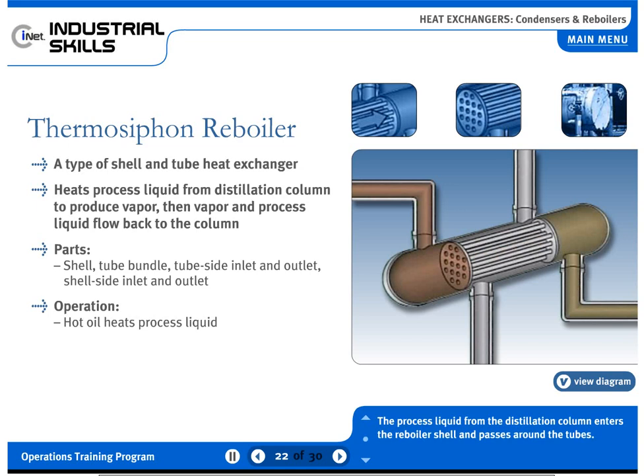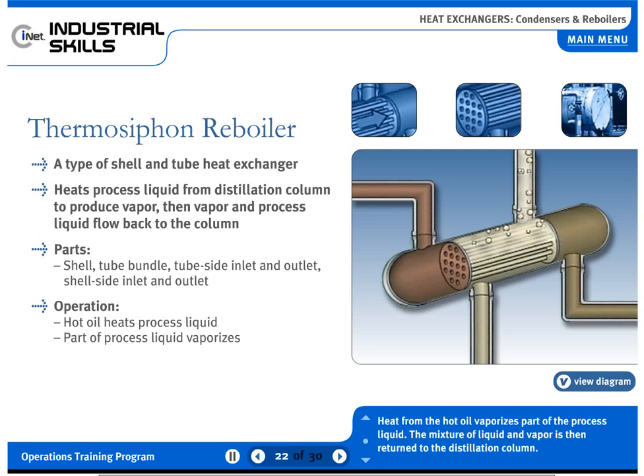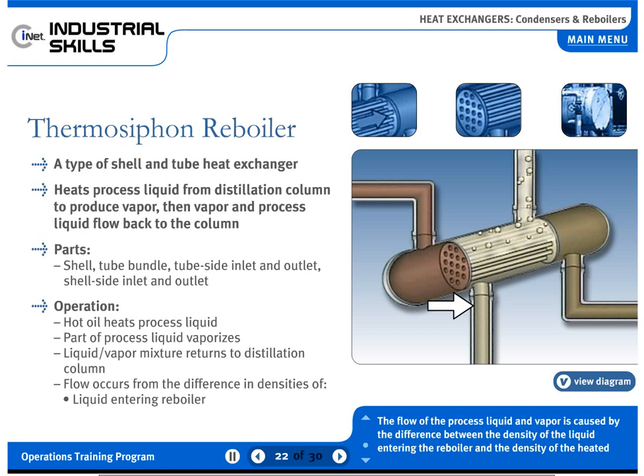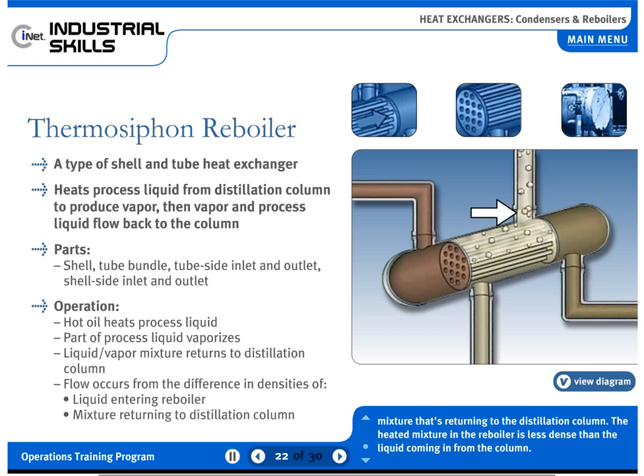The process liquid from the distillation column enters the reboiler shell and passes around the tubes. Heat from the hot oil vaporizes part of the process liquid. The mixture of liquid and vapor is then returned to the distillation column. The flow of the process liquid and vapor is caused by the difference between the density of the liquid entering the reboiler and the density of the heated mixture that's returning to the distillation column.